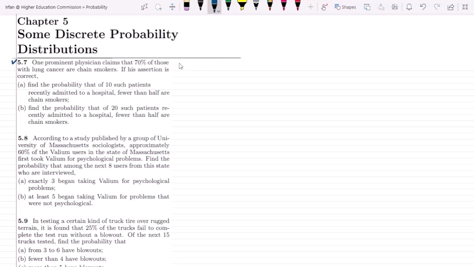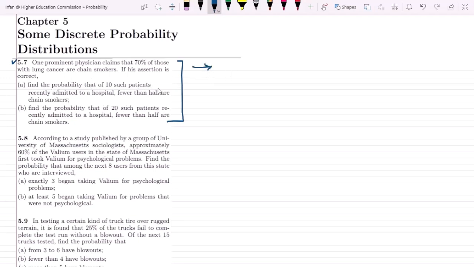Okay, so let us first see the solution of it, and we can very clearly see that this question is again based on the Bernoulli trials, in which there are basically 10 patients or 10 trials, and out of them we have to see that fewer than half are chain smokers. So that is basically true or false. True means that a person who has lung cancer is a chain smoker, and false is that a person who has lung cancer is not a chain smoker.